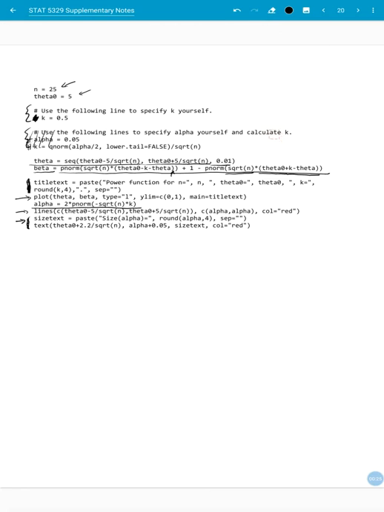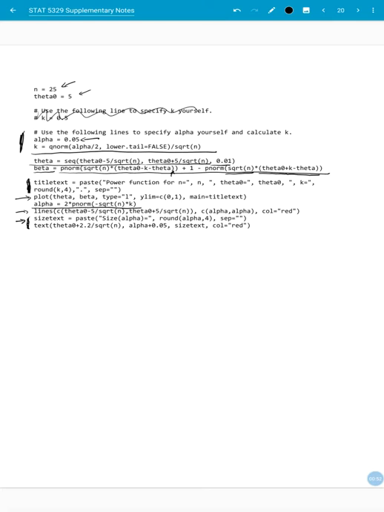I can use one or the other here, and you notice in the code that I've inserted, this line right here is commented out, so I'm not using it. Instead, I'm ignoring this part, and I'm looking at this block right here. So here I specify my alpha. I want my alpha to be 0.05. And this line right here is just me calculating K.